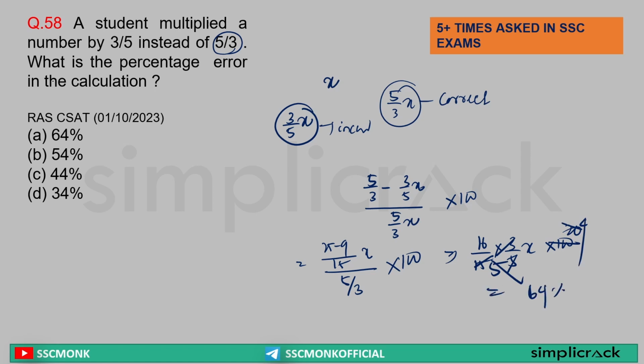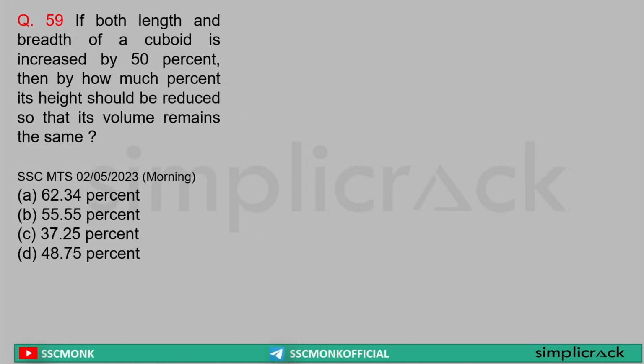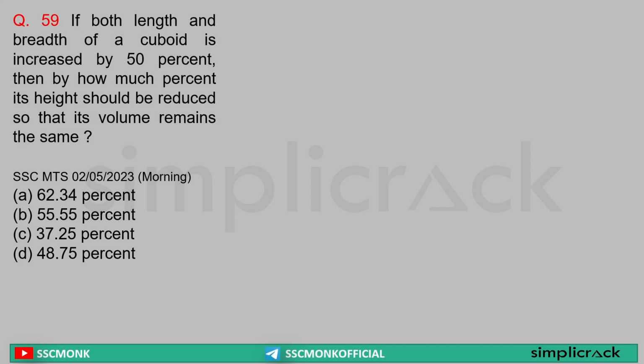So what is the percentage error? Percentage error is 64%. Clear? This sort of question is asked multiple times in SSC CGL and CHSL examinations. So be prepared for it. Next. If both the length and breadth of a cuboid are increased by 50%, then by how much percentage should it be increased? Sir, very basic, homework.